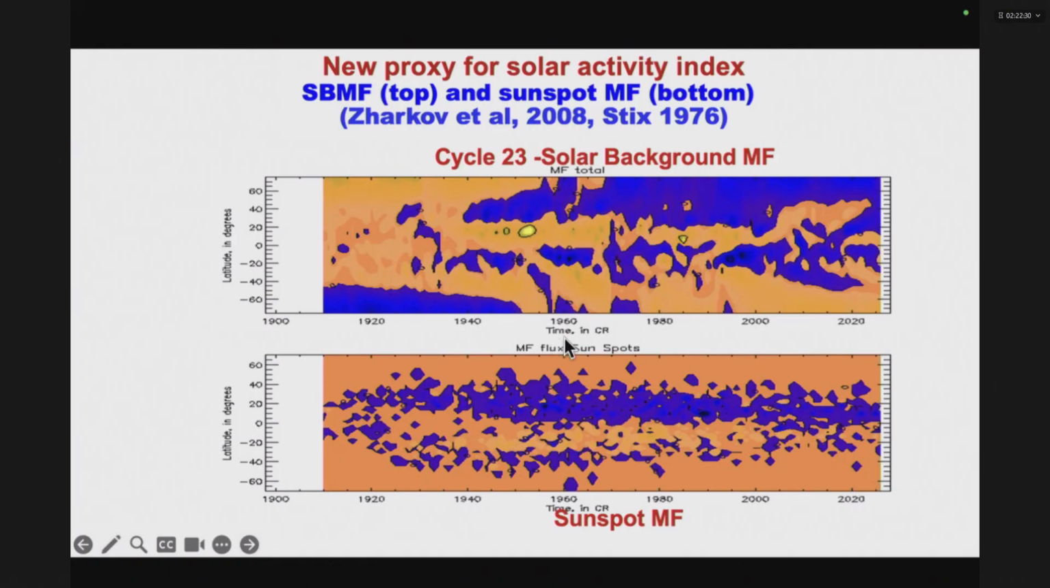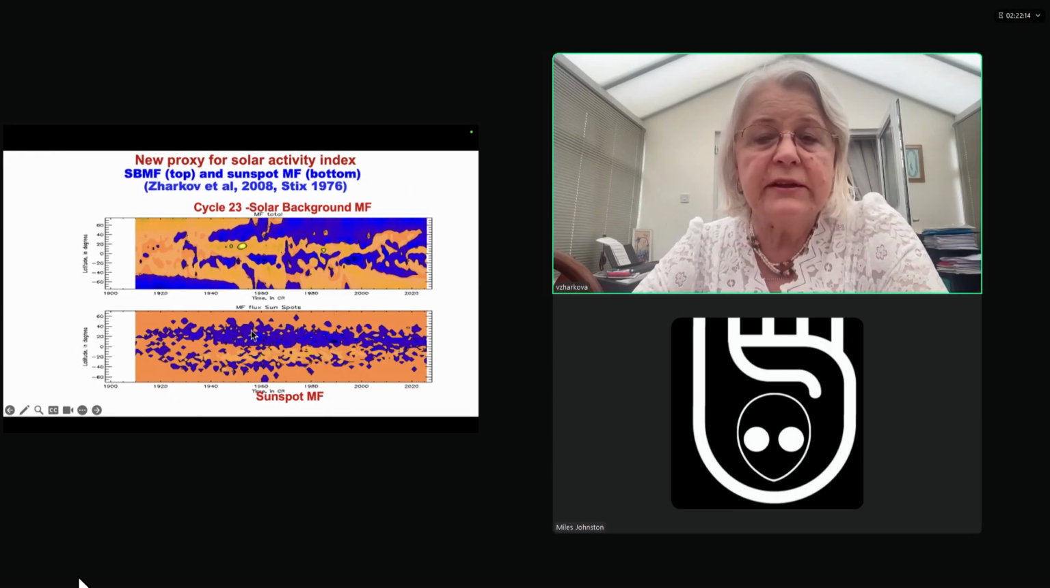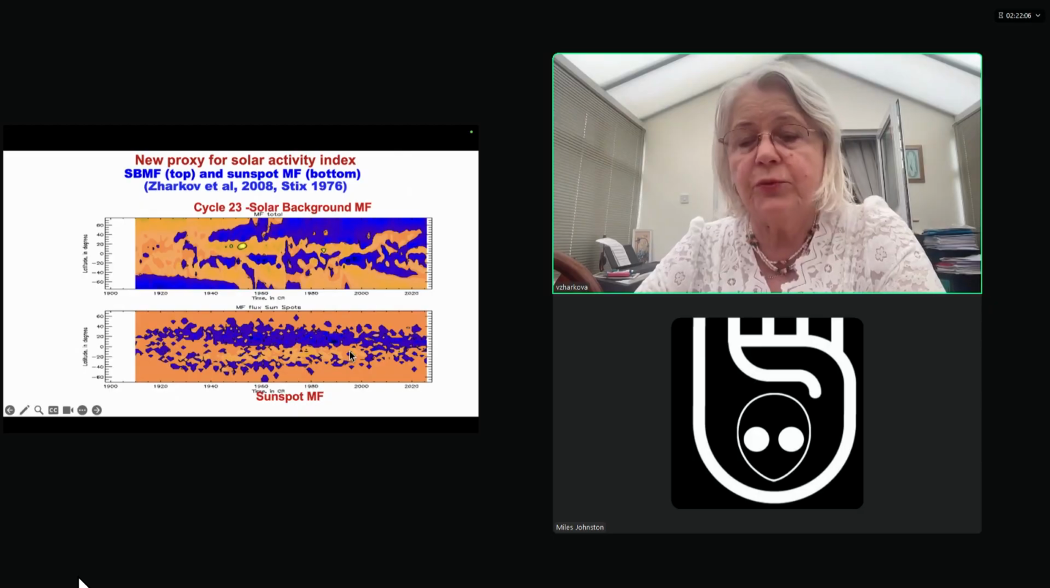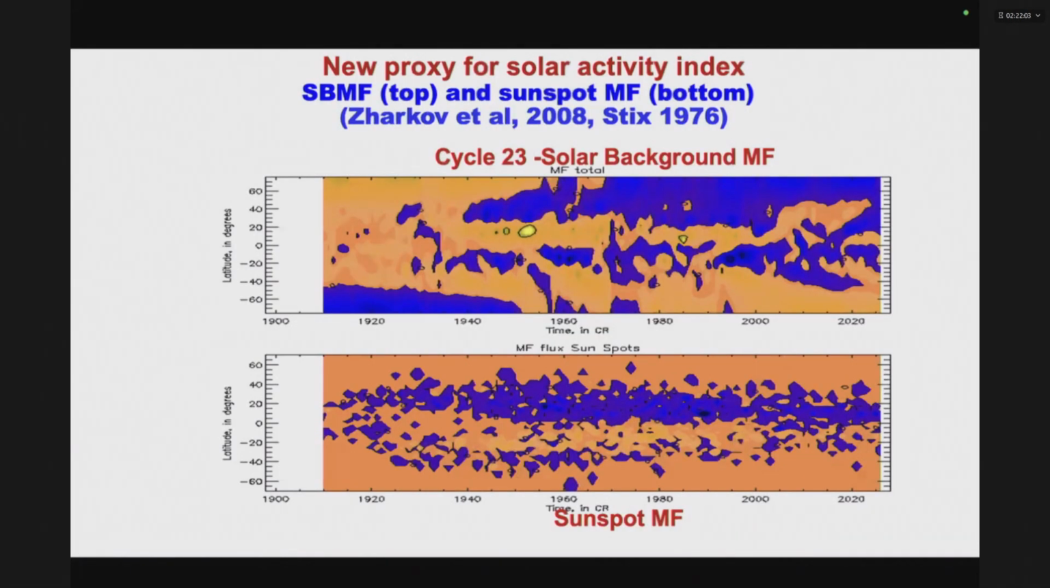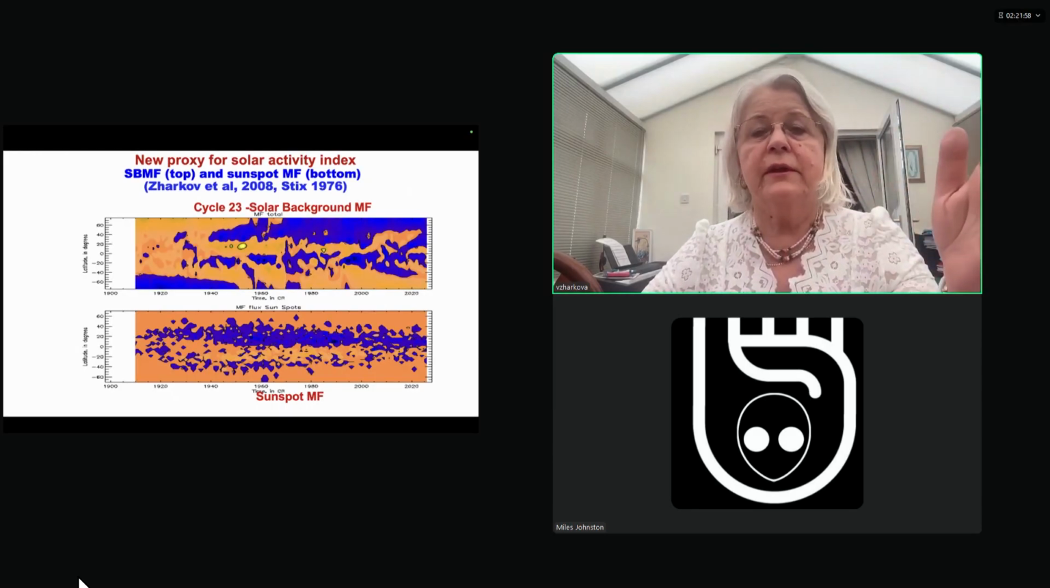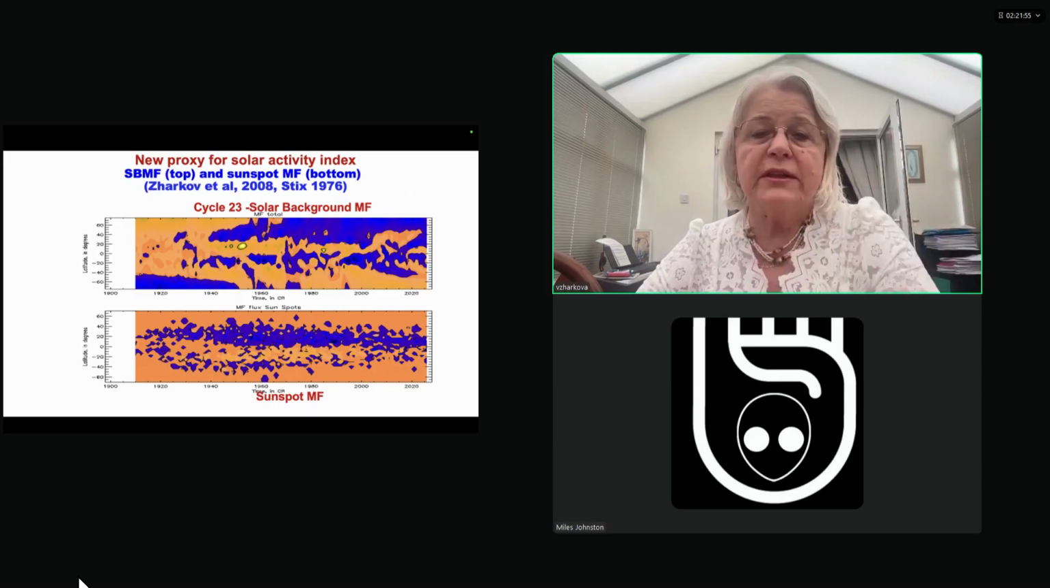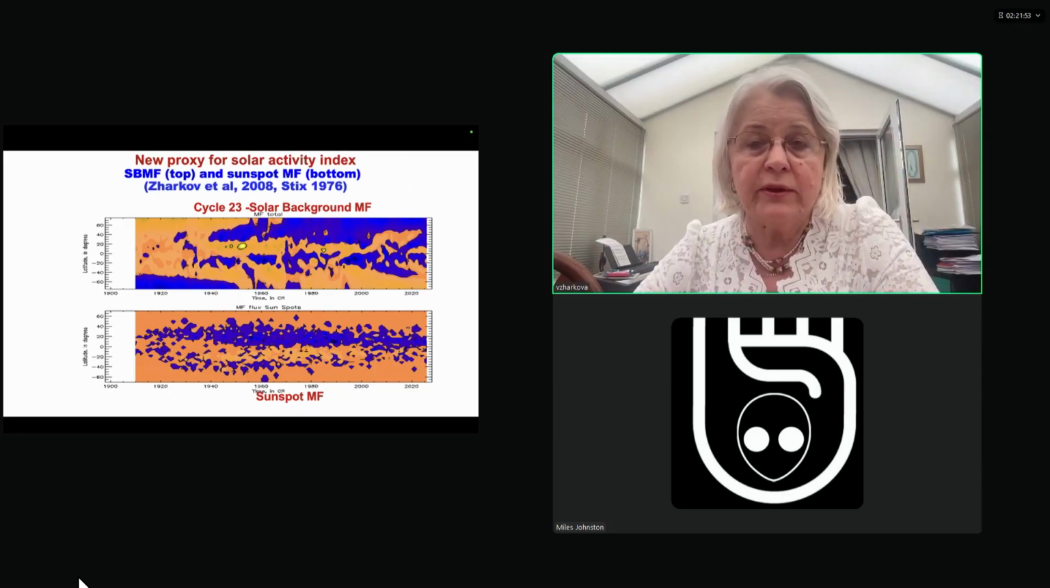What we see is that the background field polarity is orange in the northern hemisphere and blue in the southern hemisphere in the royal zone between plus minus 30 degrees, which is opposite to the leading polarity of sunspots, which is northern blue in the northern hemisphere and orange in the southern hemisphere. So what we discovered is that basically this background field modulates where sunspots can occur and how they move towards the equator during this cycle.